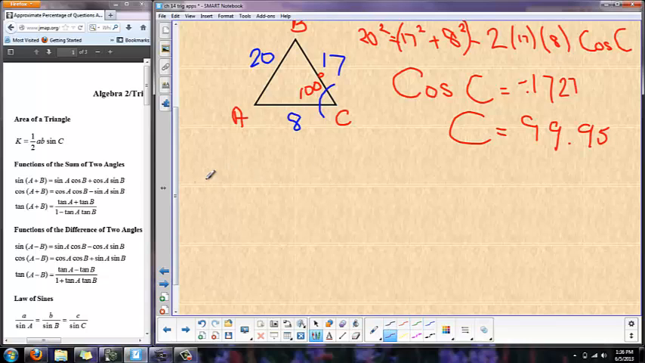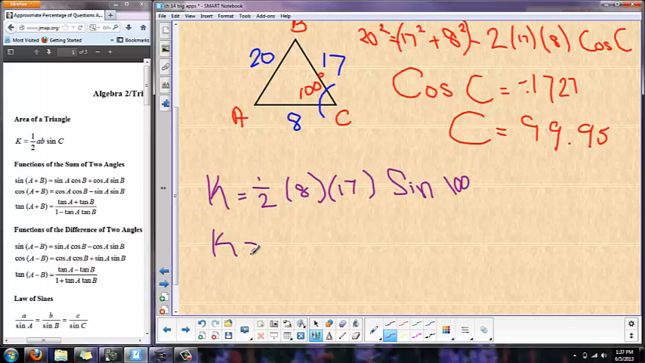So let's see, K, or the area. Now, which two sides am I going to use? Remember that we can only find the area of a triangle if you do side, angle, side. So I need to use the two sides that are right next to this angle. So this is 1/2 times 8 times 17 times sine of 100 degrees. And I'm going to type all of that into my calculator.